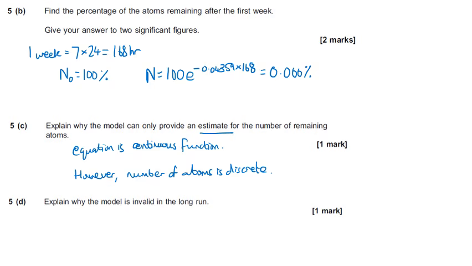Okay, 5D, explain why the model is invalid in the long run. Well, in the question, it said it was only valid for large values of n. Okay, so n is a decreasing function. So eventually, n is small. Okay, and then it's not valid anymore.